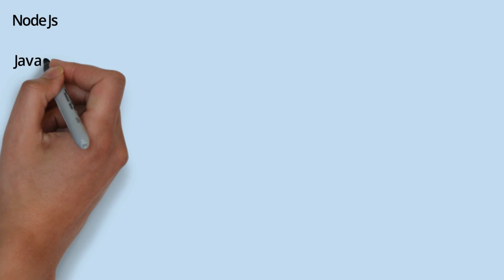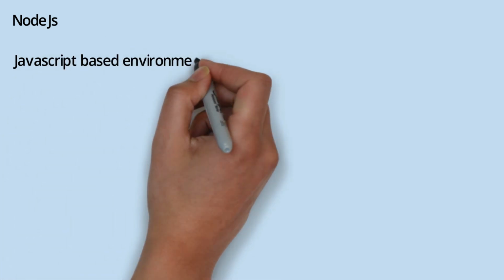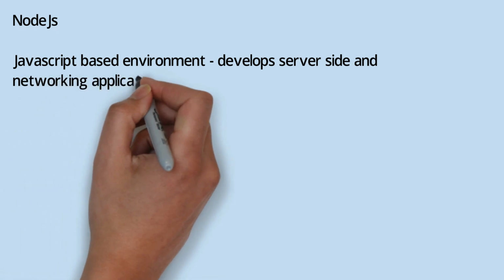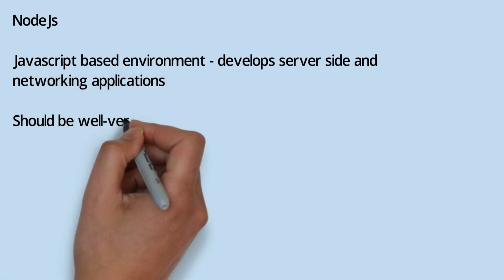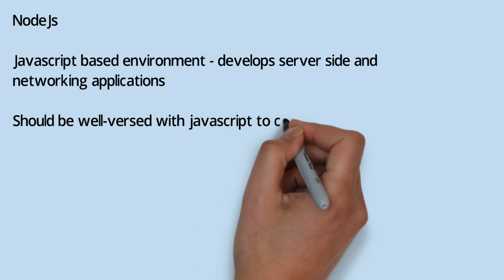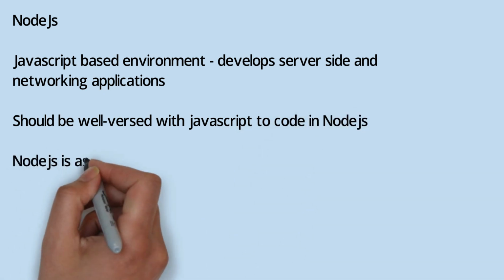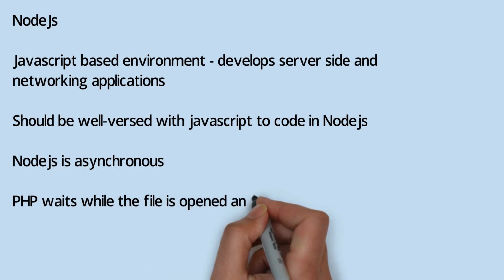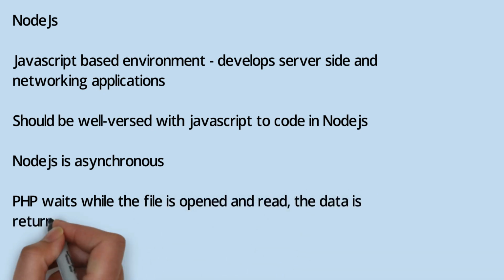Node.js. Node.js is just a JavaScript-based environment that is used to develop server-side and networking applications. You need to be well versed with JavaScript to code in Node.js. The advantage of Node.js is that it is asynchronous, which means that it does not wait for a request to complete before performing the next request.